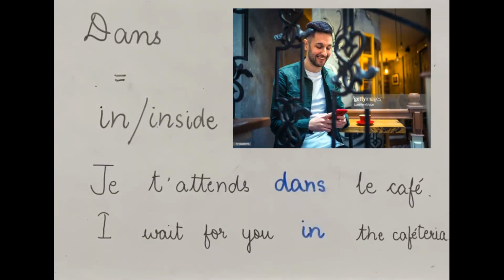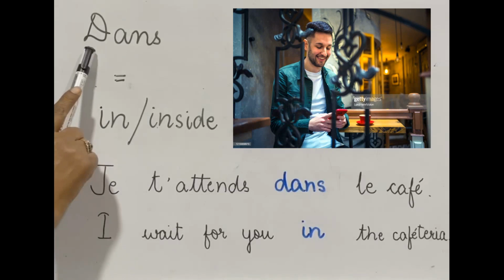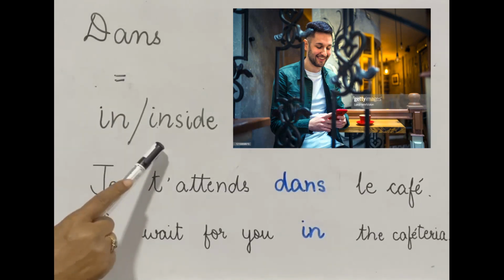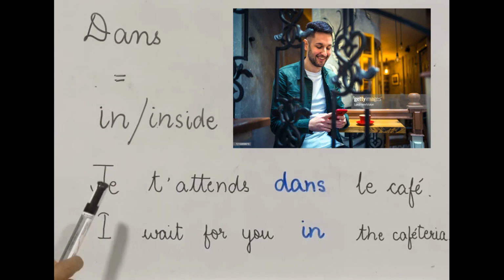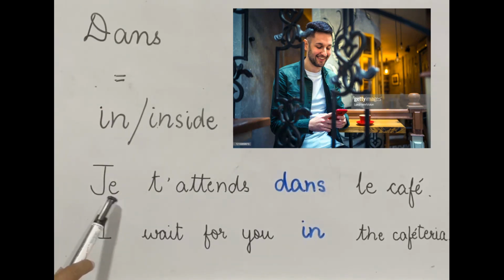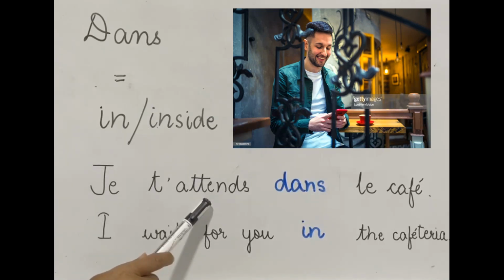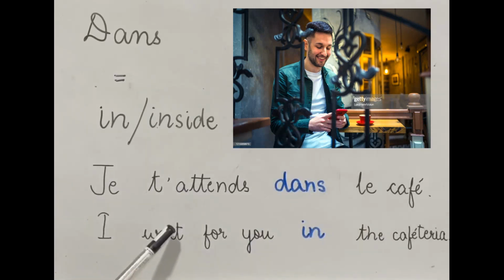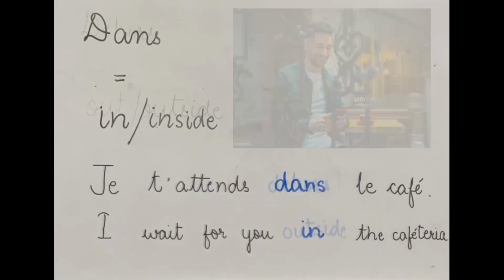Another preposition here is dans. Dans means in or inside. So the sentence is Je t'attends dans le café. That means I wait for you in the cafe or cafeteria. Je t'attends dans le café.